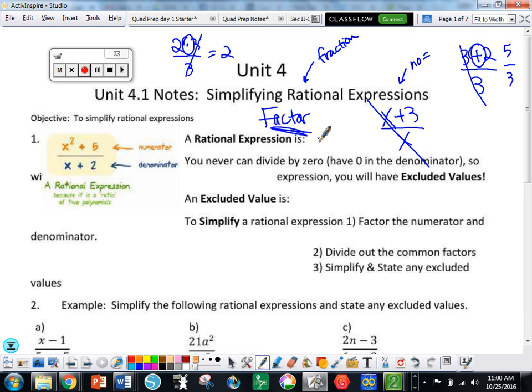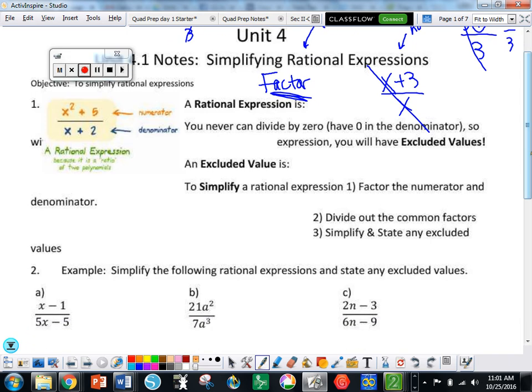Okay, so a rational expression is an expression that has a fraction. We already answered that. Moving on. Couple things to know. You can never divide by 0, right? If I had 5 divided by 0, plug it in. How many times is 0 going to 5? It doesn't.